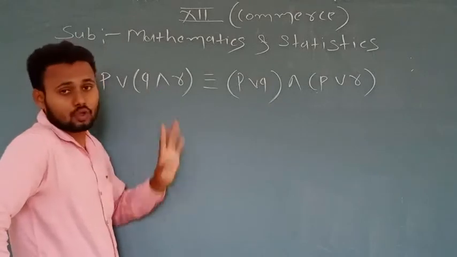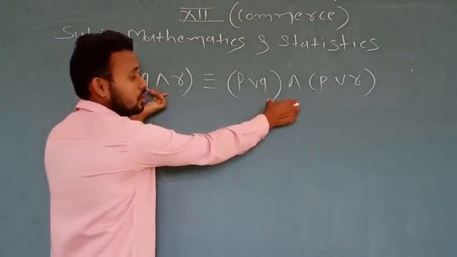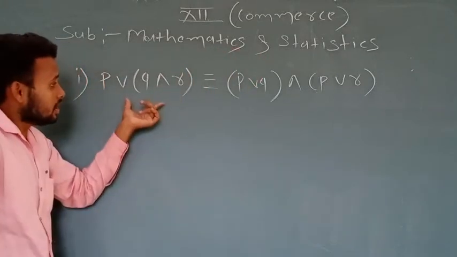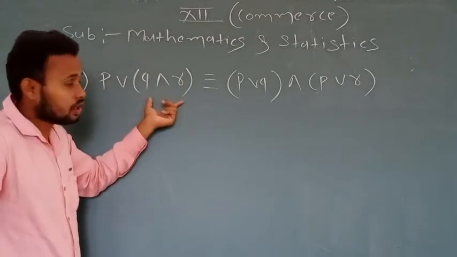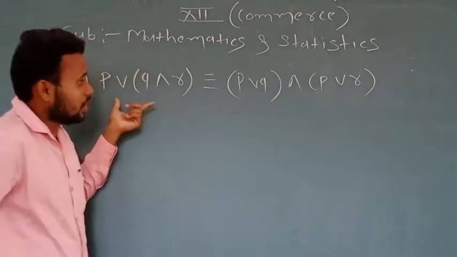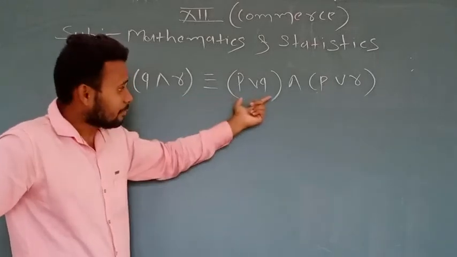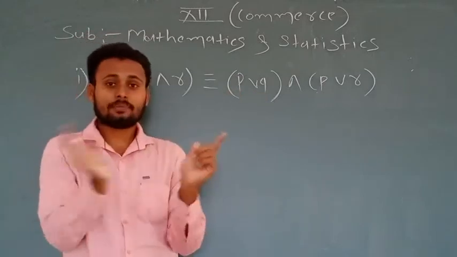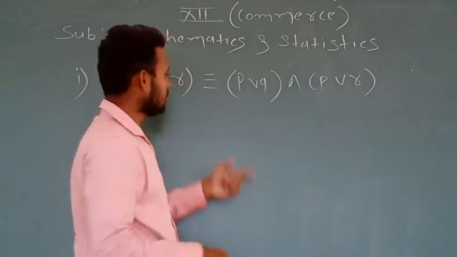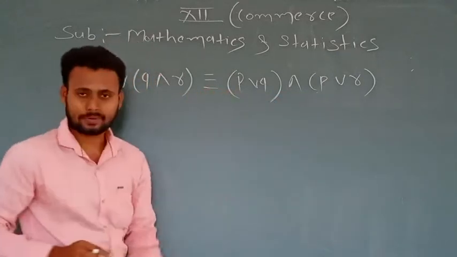Definition: two or more statement patterns are equivalent if and only if the truth values in their respective columns are identical or equal. Means in the solution, what will happen is, we have to find out the truth table of this statement pattern and this statement pattern. We have to find out the truth table of these two statement patterns, but not separately, jointly. That means one single truth table for both statement patterns, and in it the values of this column and this column will be the same. Then we say that these two statement patterns are equivalent.